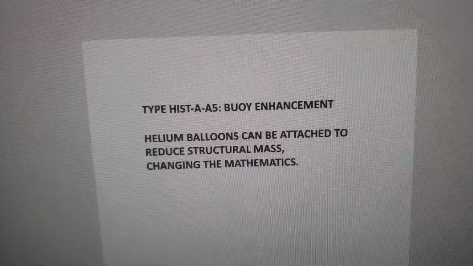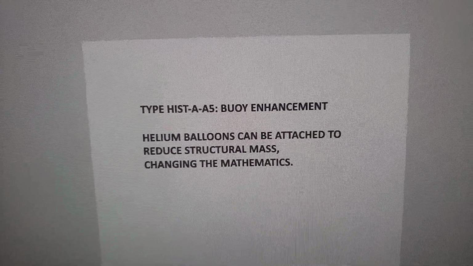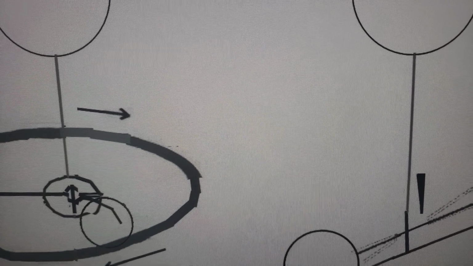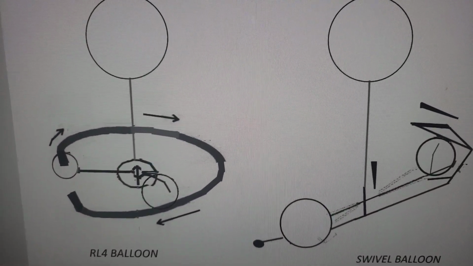Type history A5, buoy enhancement. Helium balloons can be attached to reduce structural mass, changing the mathematics. Here's an example of using buoys to enhance an effect.